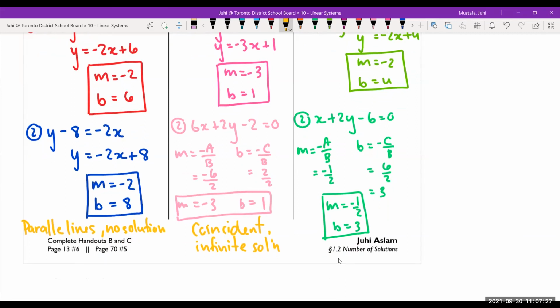Yep. And you guys, as soon as you find the slopes to be different, you don't need to go any further. If the slopes are different, they're going to be intersecting. So I know right away these are intersecting lines. So how many solutions are there? There's going to be one solution.